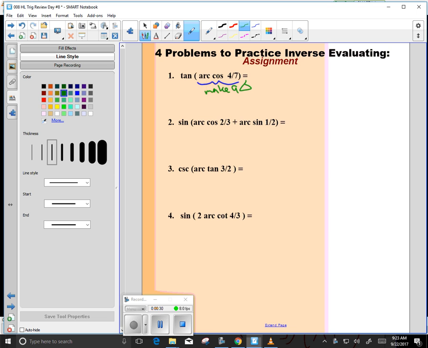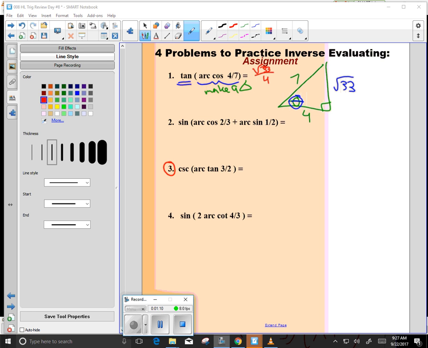Okay? So if we make a triangle, we're taking a ratio of 4/7. And to complete this, 49 minus 16 is square root of 33. Does that sound about right? So now we change this ratio into an angle, essentially a triangle. Now take the tangent of this angle theta. What do you get? Square root of 33, opposite over adjacent. Remember that? Okay, zip down to number 3.